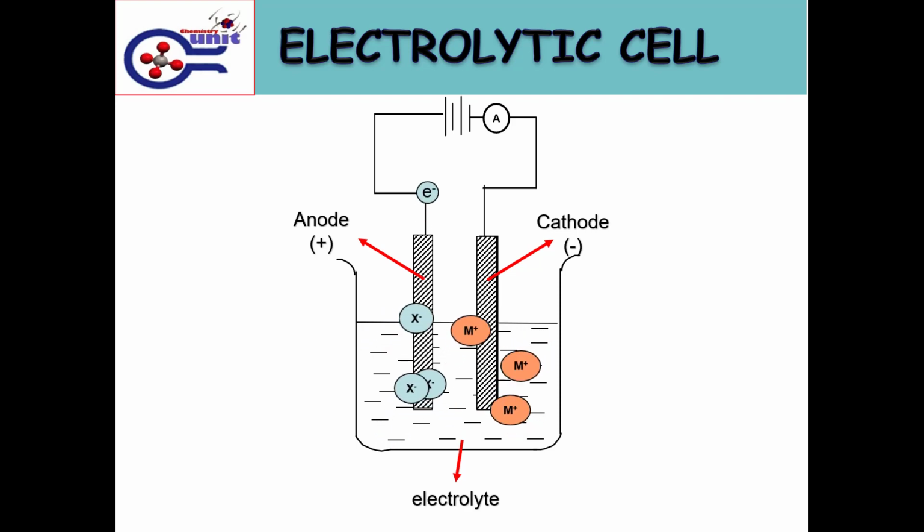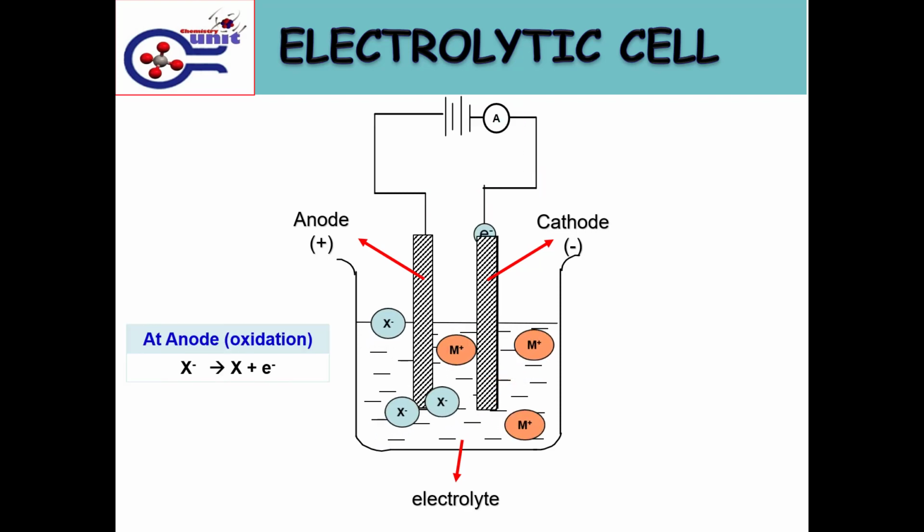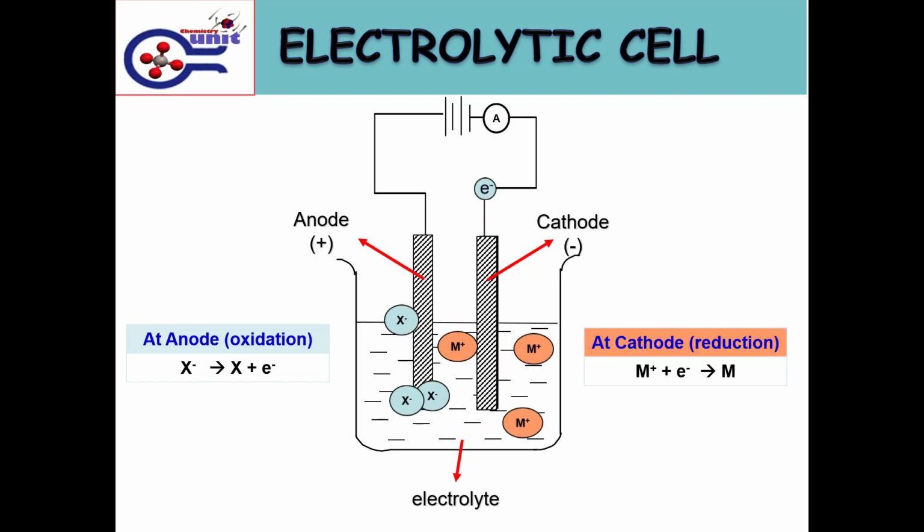Electrons travel through the wire from anode to cathode. Negative ions will oxidize at the anode, while positive ions will reduce at the cathode. Ions are said to be discharged at both electrodes.